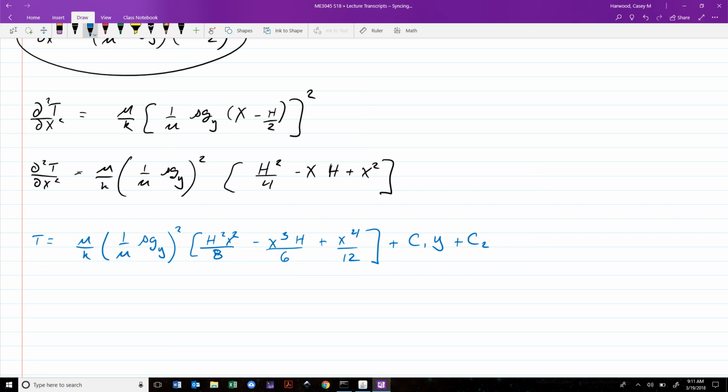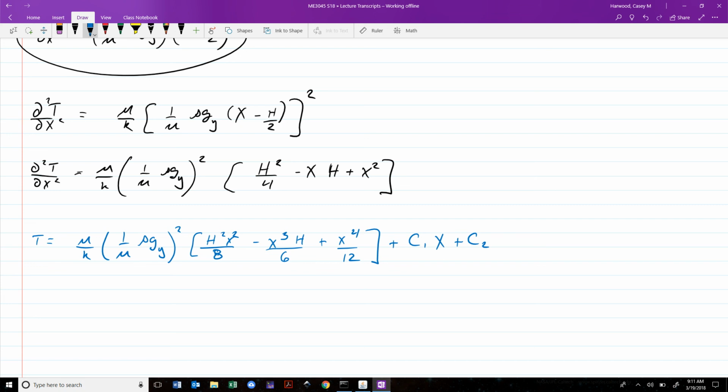Hands up if you found something that looks like this. C1x. Yep, C1x. There we go. All right, so integration once gives us our first constant of integration. Twice gives us a second, which means we've got our general solution.